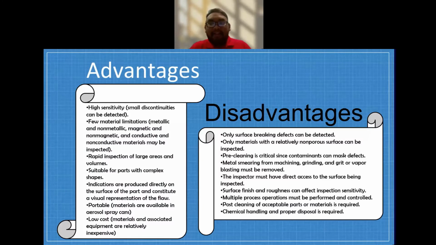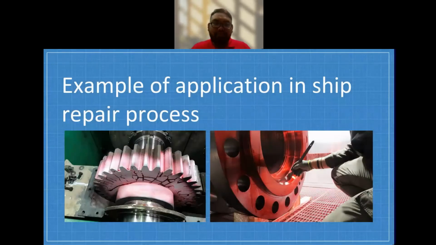While for disadvantages, only surface breaking defects can be detected. Only materials with a relatively non-porous surface can be inspected. Pre-cleaning is critical since contaminants can mask defects, and so on. This is some of the example applications in the ship repair process.